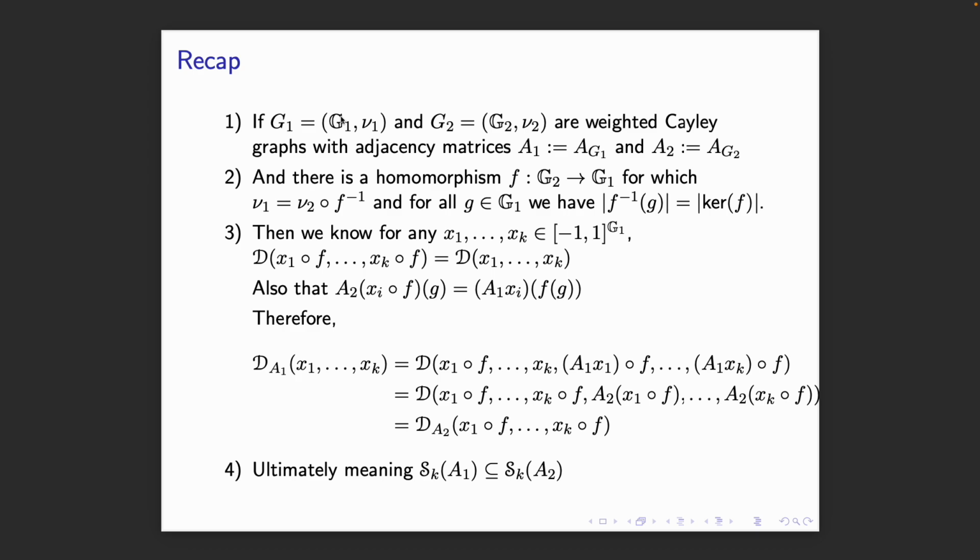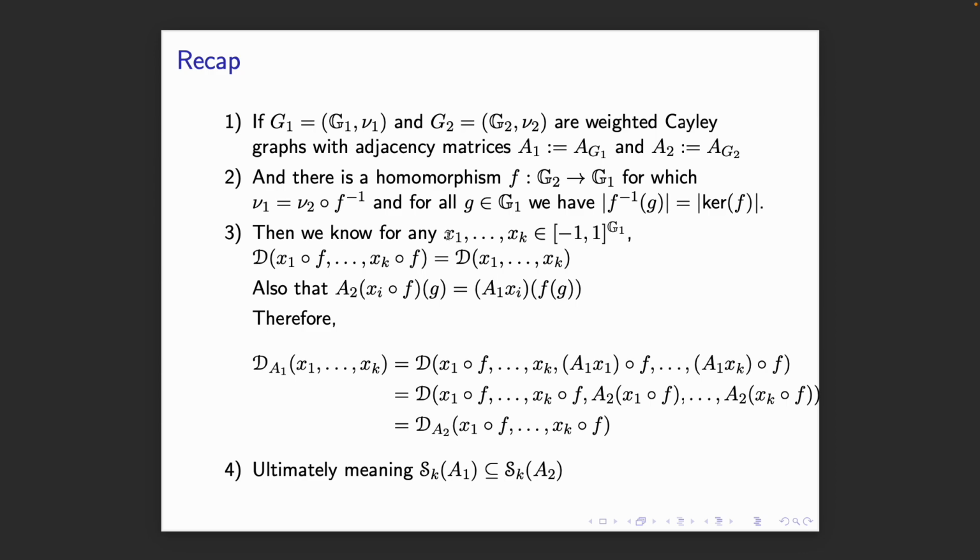You know what, this has probably been confusing. So to recap all this, if we have two weighted Cayley graphs, and we call their adjacency matrices A1 and A2, and we have a homomorphism from G2 to G1, such that the neighborhood measure on G1 is the push forward of nu2 under the homomorphism, we must also have that for any g in G1, the number of elements in the preimage of g under f is equal to the size of the kernel of f. This also guarantees that f is surjective. It's very important. That's why we need this condition.